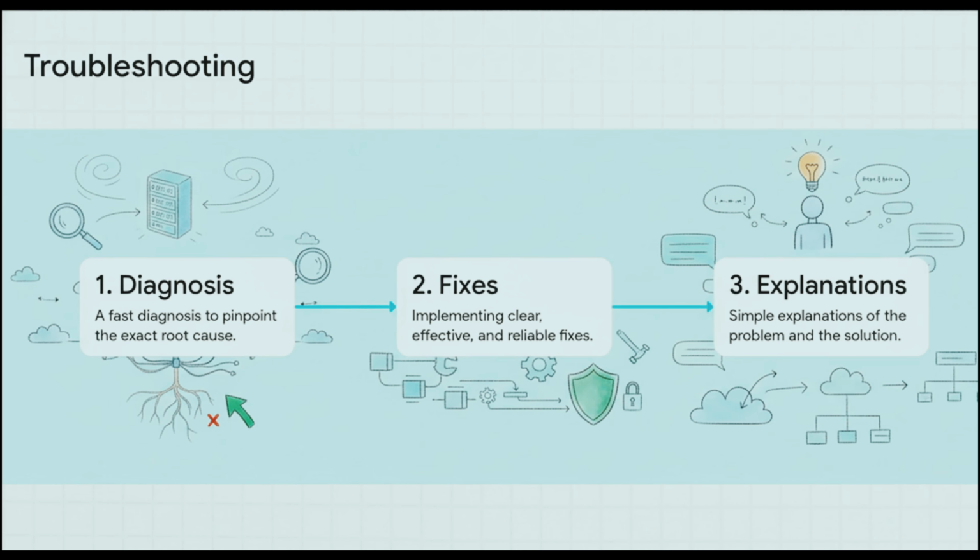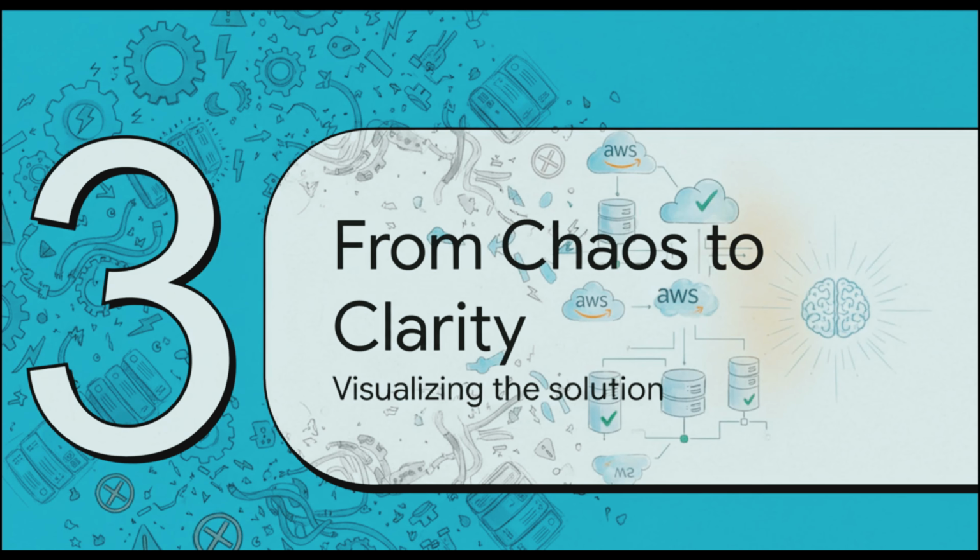It all starts with a fast diagnosis to find the root cause, not just the symptom. From there, it's all about implementing a clear, effective fix that actually solves the problem for good. And finally, and this part is so important, it wraps up with a simple explanation so you understand what went wrong and how you can prevent it from happening again. And when you follow a process like that, it leads to this amazing transformation.